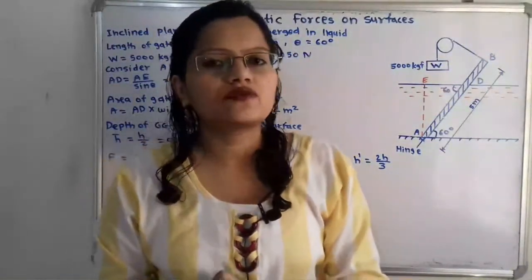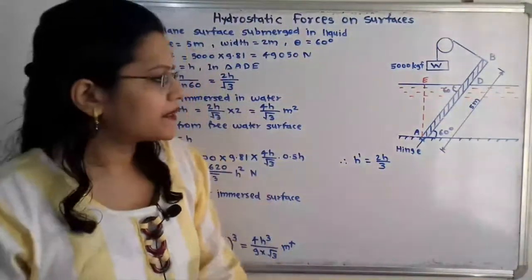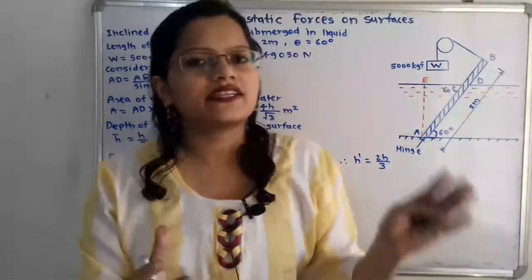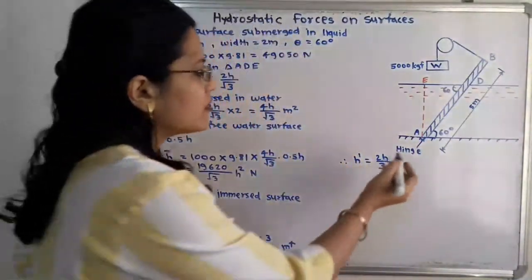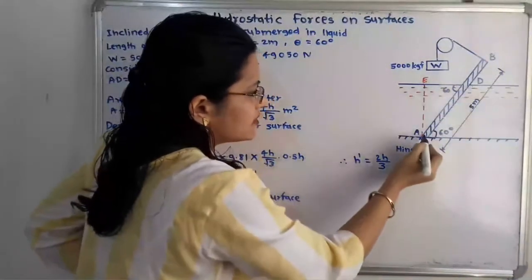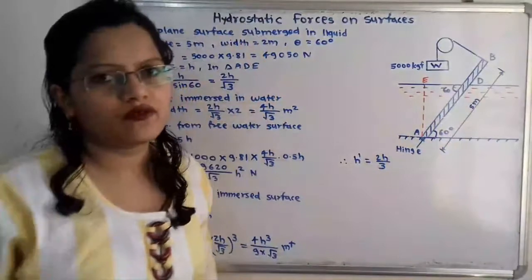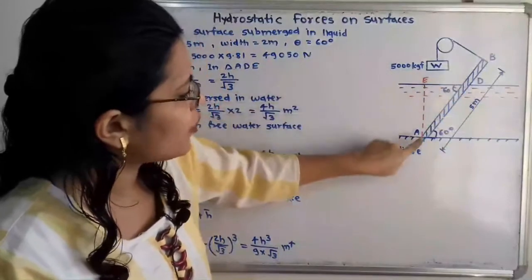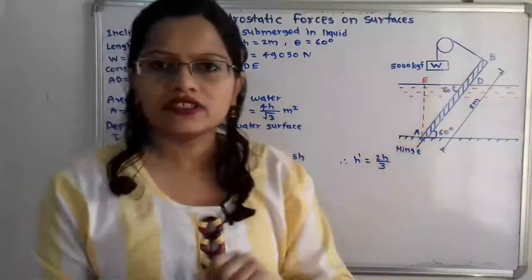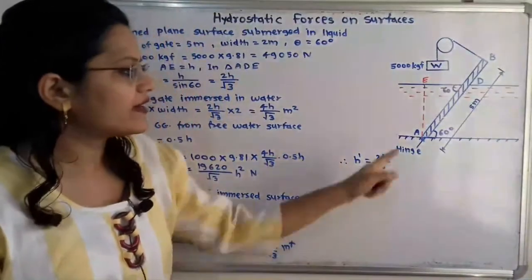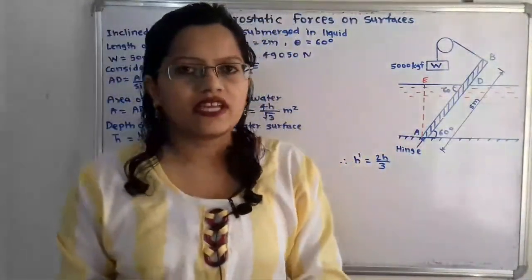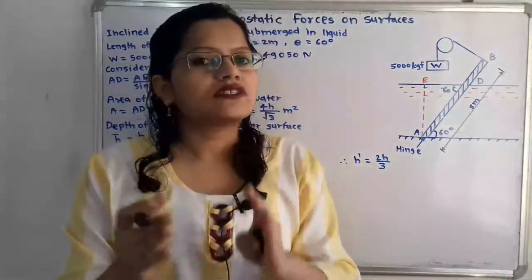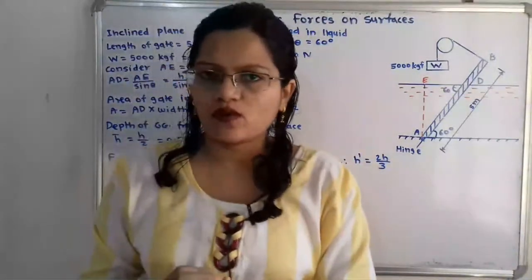Now how to find it? For that, first we have to find the total pressure applied by this water on this gate. What is the area that is in contact with water? From point A to point D, only that length of gate is in contact with water and this part is open to atmosphere. So we have to find the area from point A to point D of this gate. Remember that when we find the total pressure applied by this water on the gate, we have to consider the area only in contact with water.